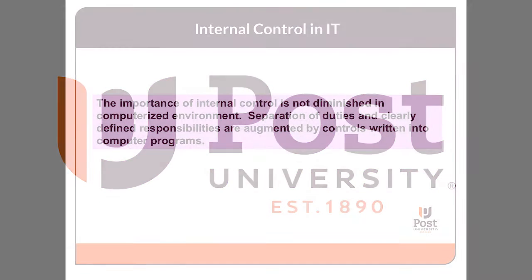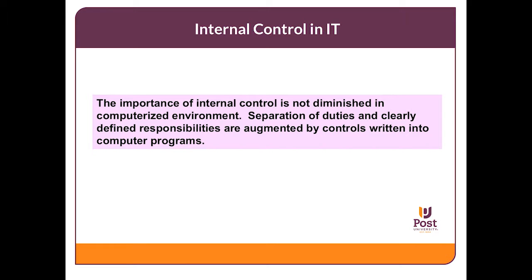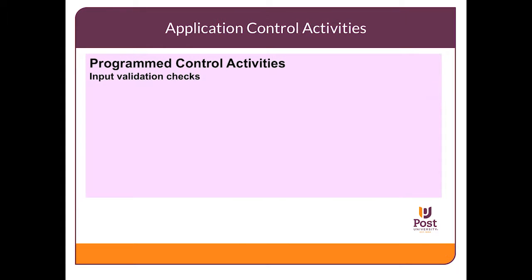The importance of internal control is not diminished in computerized environments. Separation of duties and clearly defined responsibilities are augmented by controls written into computer programs. Programmed control activities are those written into computer controls that help ensure the accuracy of input and processing.